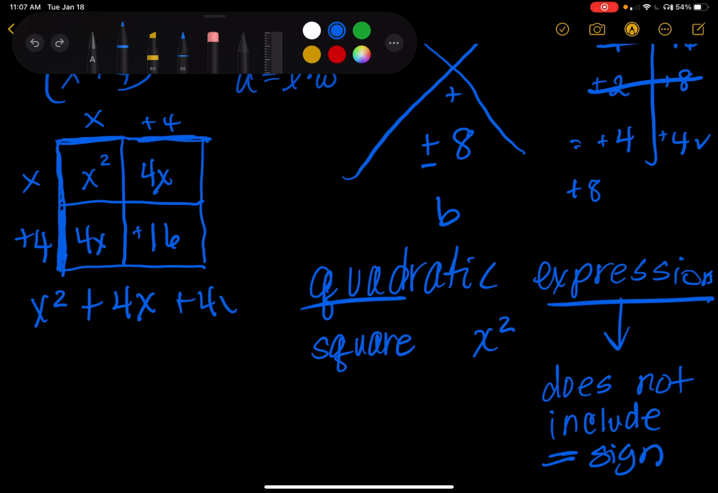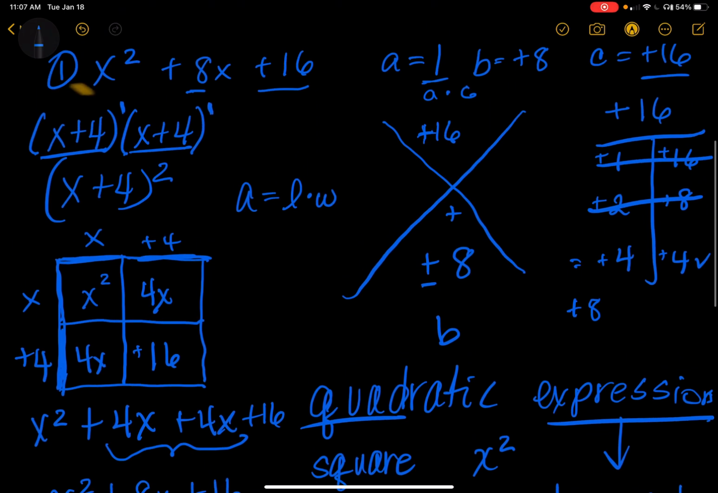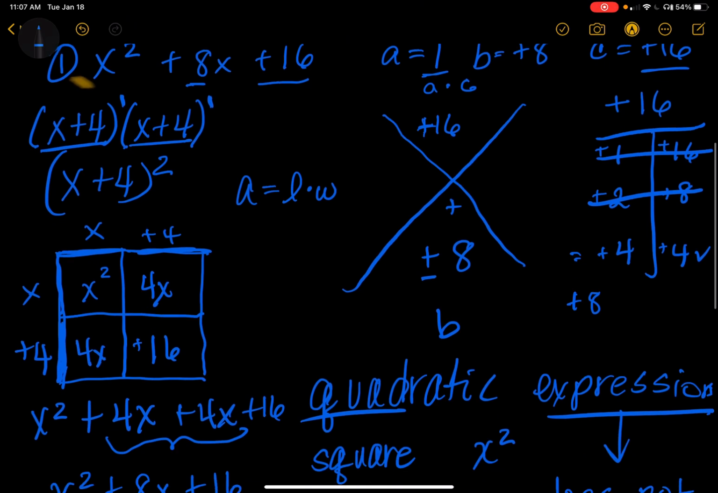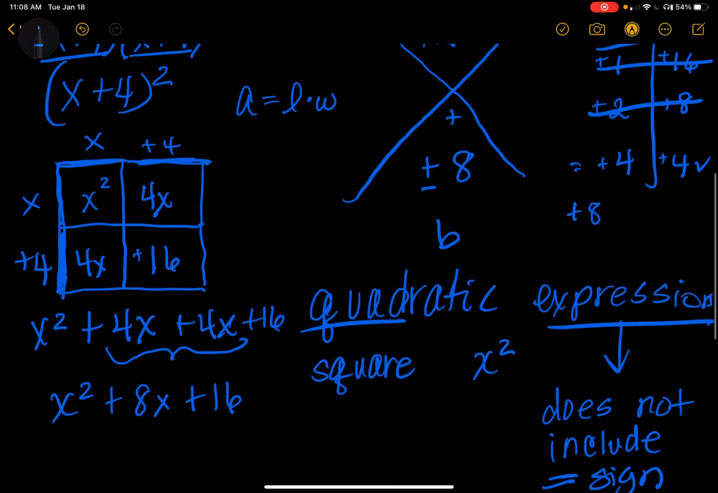Just try to clean this up a little bit. So now we can combine our like terms. We have two linear terms, and that gives us x squared plus 8x plus 16. Go back up, see if that checks. X squared plus 8x plus 16, x squared plus 8x plus 16. Perfect. It does check.